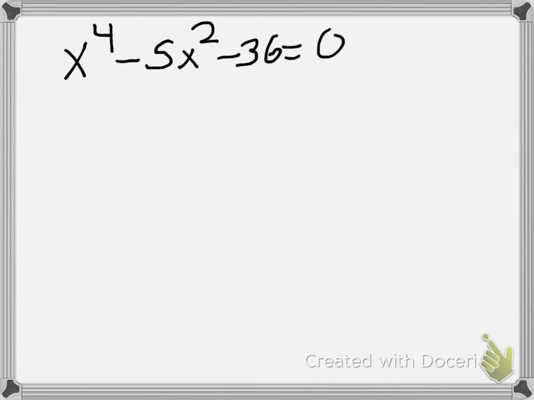The first problem, number 7, was x to the 4th minus 5x squared minus 36 equals 0. Okay. Guys, you can pretend this is a 2, that the 4 is a 2, the 2 is a 1, and this is still a 0. It's still a binomial that can be easily factored.